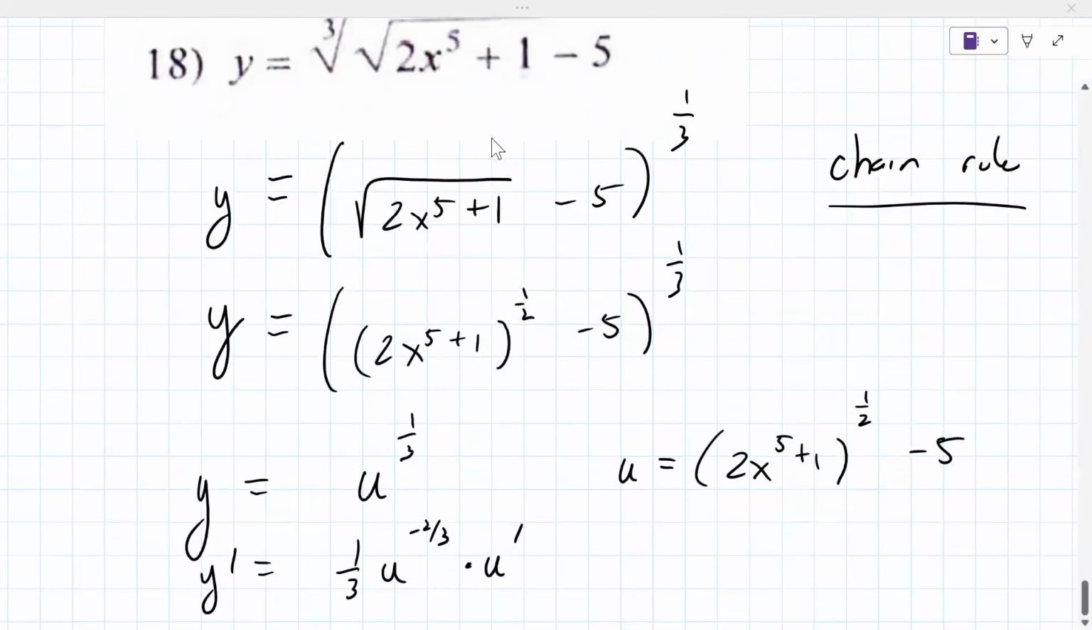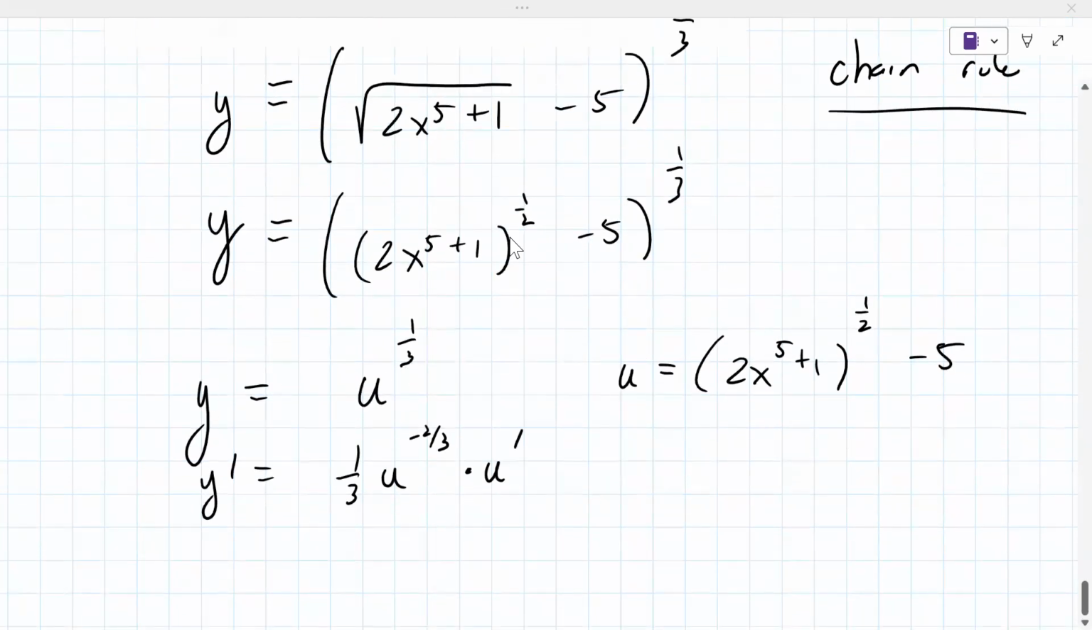So the idea with the chain rule is that you're going to make a substitution so that you can take the derivative. Like you don't know how to take the derivative of this line right here. I don't either. But if I make it u to the 1/3 power, I do know how to take the derivative. So it's like turning something you don't know into something you do know. But when you take the derivative here, there's an inside function. That's why you're multiplying by u prime. So now we've got to figure out what is u prime.